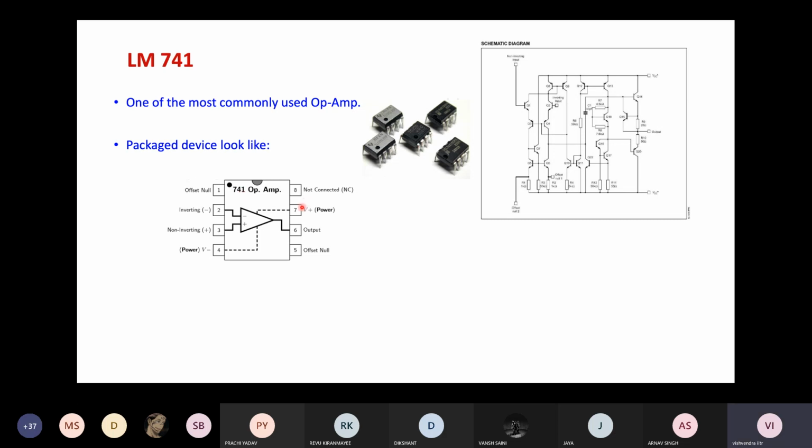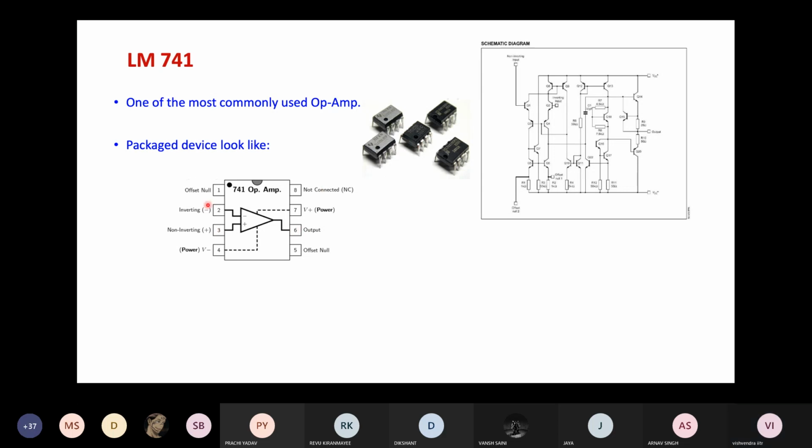So DC power supplies are connected on pins 7 and 4, and offset null is, what does it mean? It means that it tries to... so there are 2 input terminals. Pin number 2 and 3 are the input terminals, and pin number 6 is the output terminal. Pin number 8 is just an extra terminal, nothing happens there.